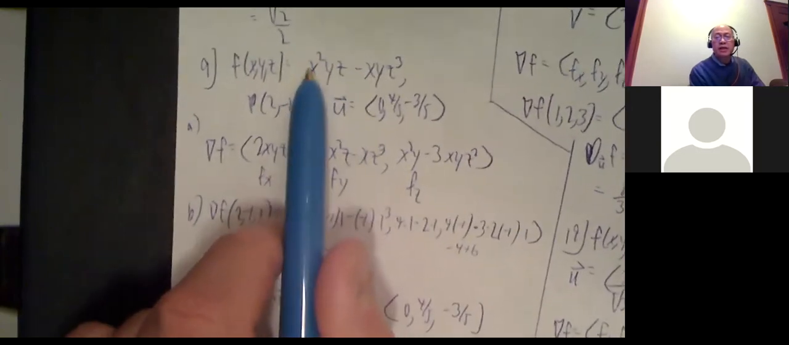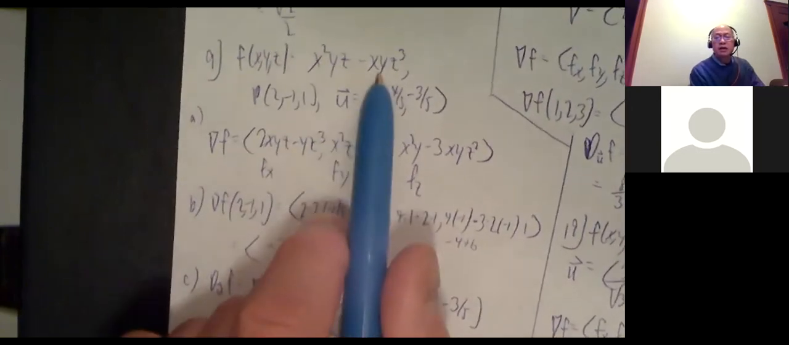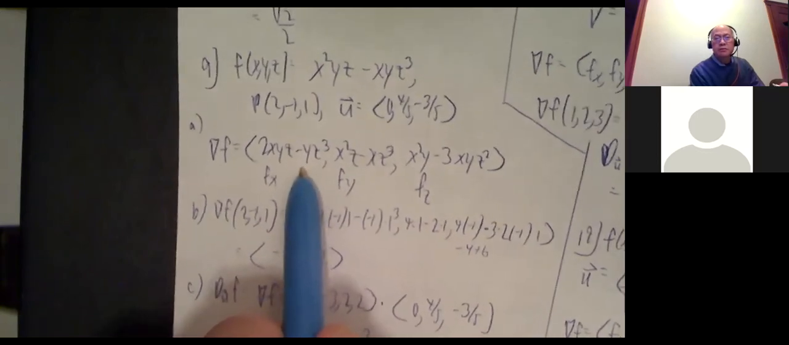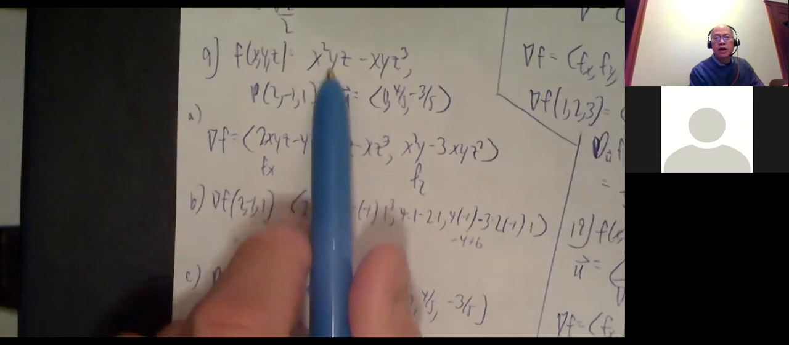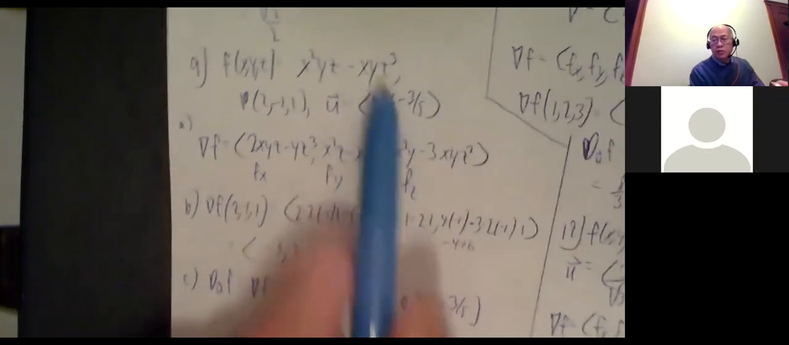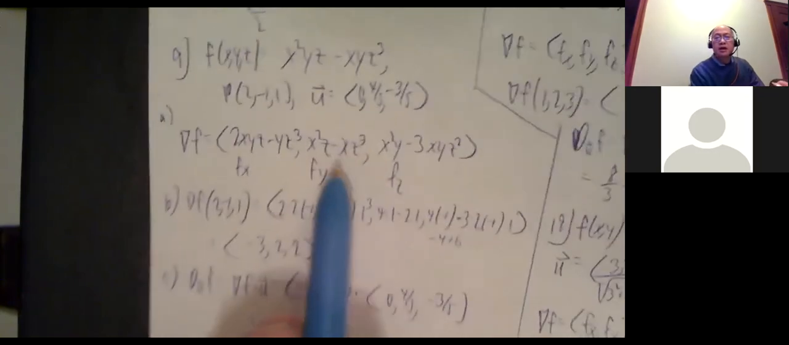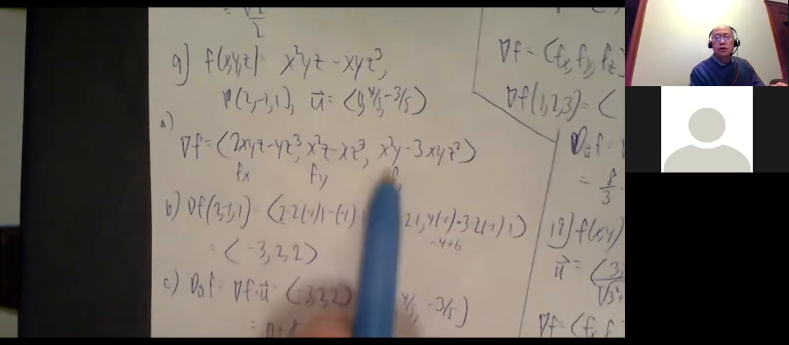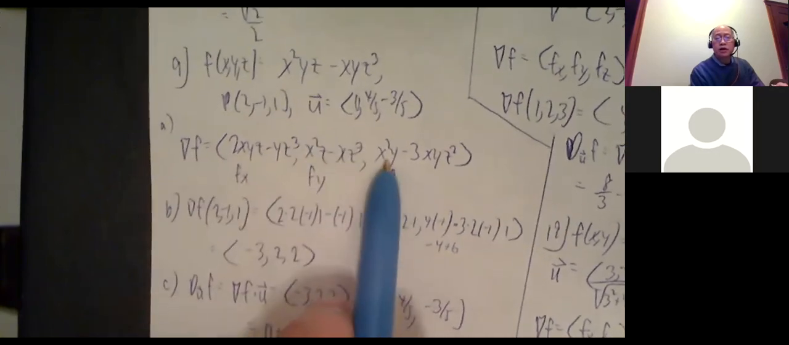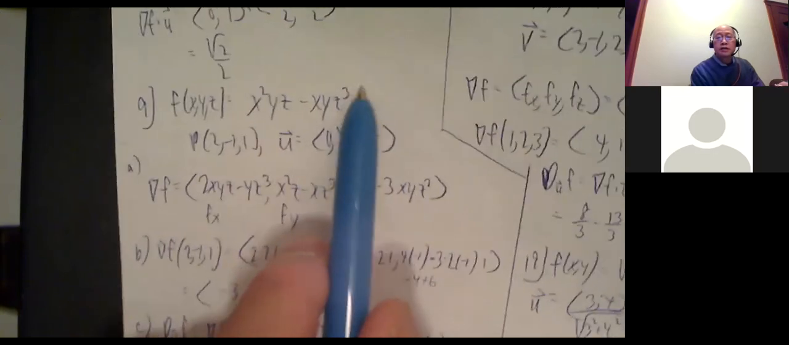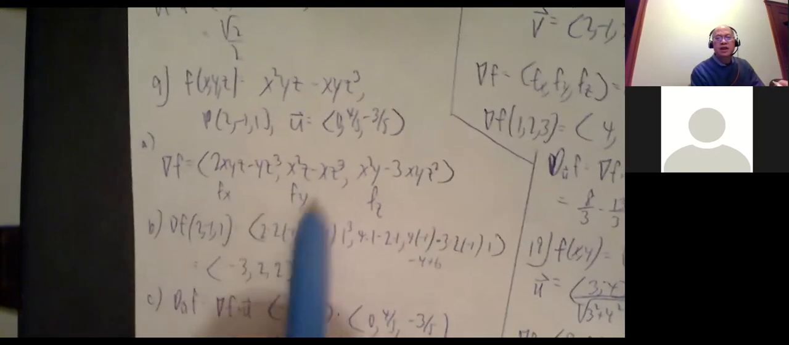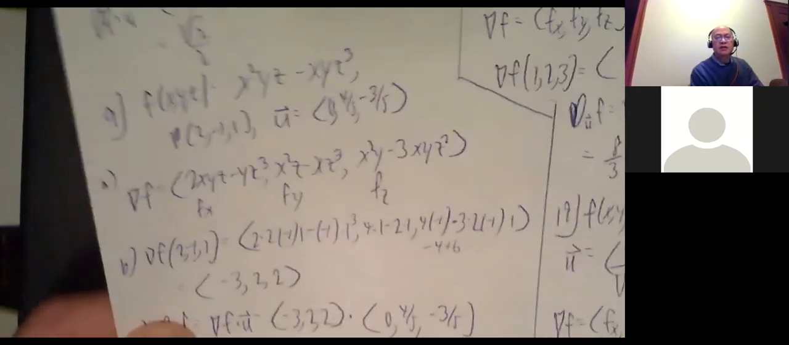So derivative with respect to x is 2xyz minus, drop the x, yz cubed. Derivative with respect to y, let's see, just drop the y, x squared z, minus, drop the y, xz cubed. That's nice. Partial with respect to z, just drop the z, so x squared y, minus, that's a z cubed, so 3xyz squared. fx, fy, fz.